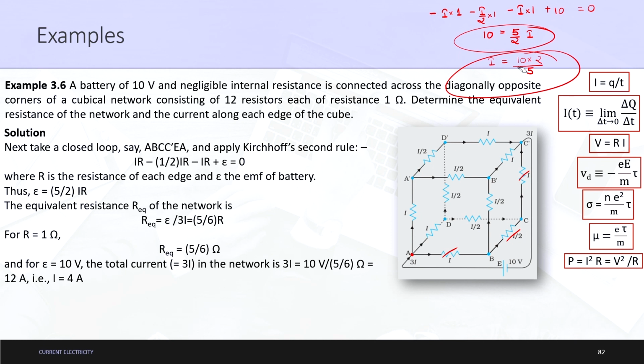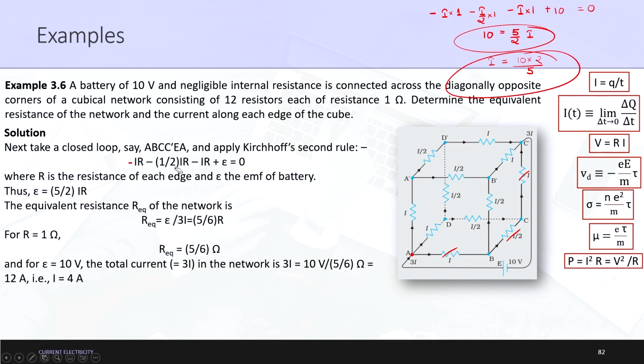Here, they have explained this using the IR concept. The same thing is explained here: minus IR due to this, minus 1 by 2 IR due to this, and minus IR due to this, plus epsilon. Why plus epsilon? Because we are going from the negative to the positive direction. Hence, using this explanation we get that epsilon is equal to 5 by 2 IR. Let us suppose for now we know the value of the resistance here, that is equal to 1, and we can find the value; epsilon is a function of current only.